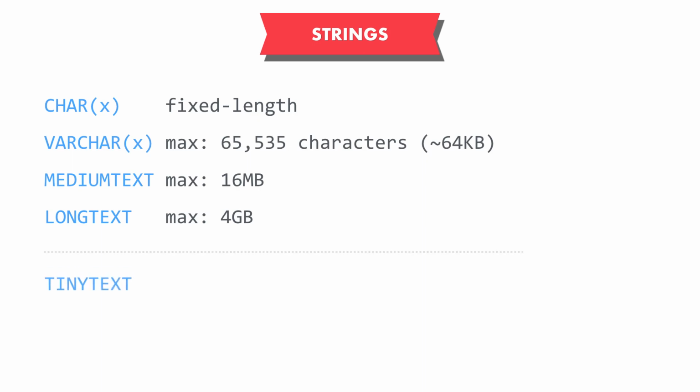We also have tiny text, which can store up to 255 characters, and text, which can store up to 65,000 characters, just like varchar. But for this range of characters, it's better to use the varchar type because it can be indexed. We'll talk about indexes later in the course, but basically, we use indexes to speed up our queries. Also, all these types support international characters.